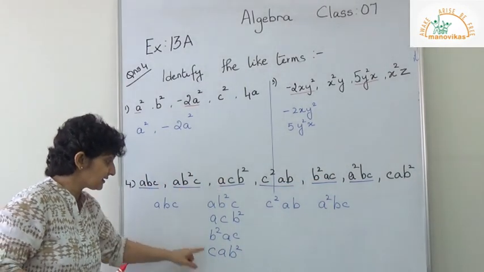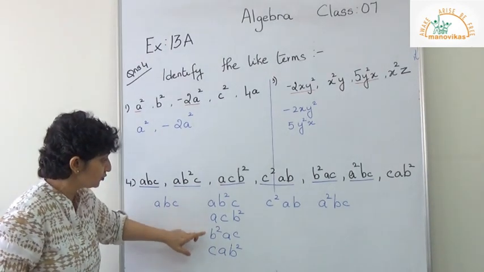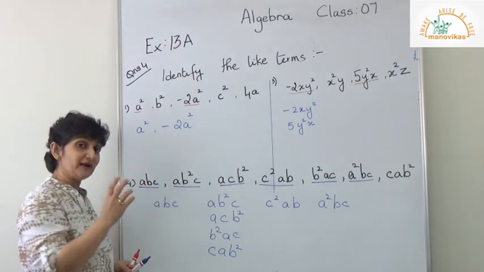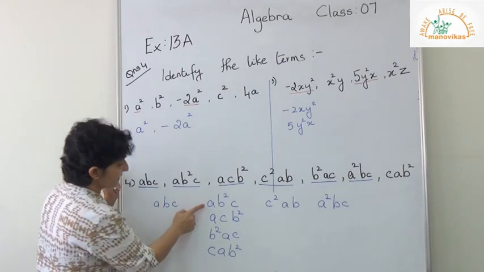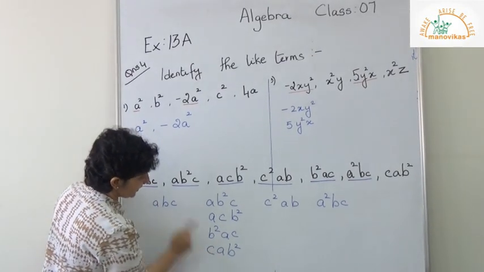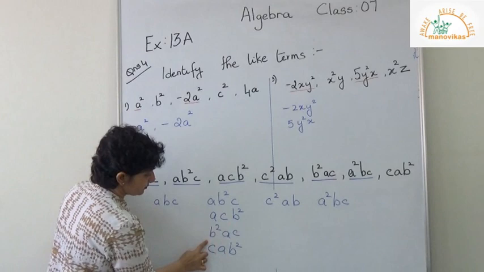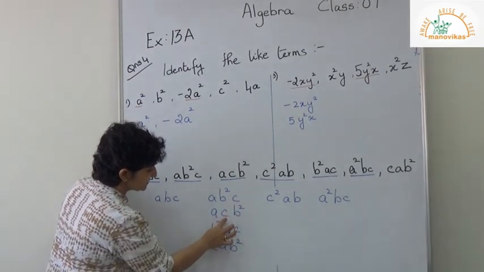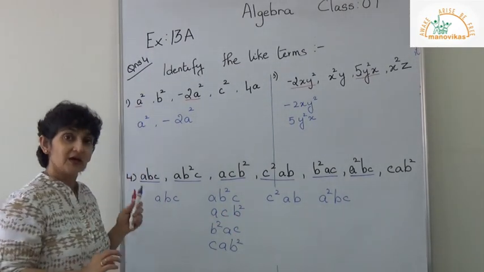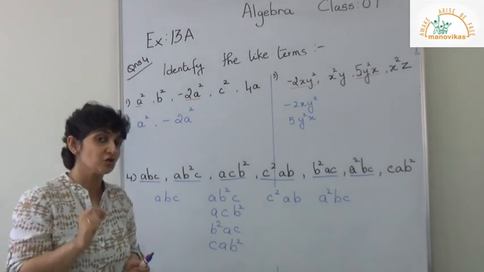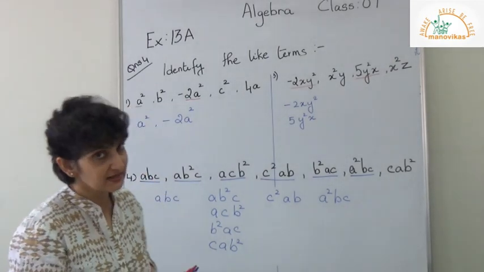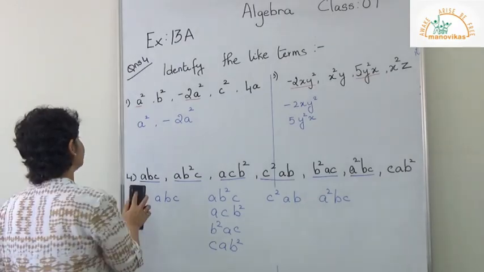So, which are my like terms which I've got? I've got 1, 2, 3, 4. Correct? Never mind even if it interchanges. Just check. A here. B squared, B squared, B squared, B squared. C here. Understood? So I'm sure by now you've understood what are like terms. Let's move on to the next question.